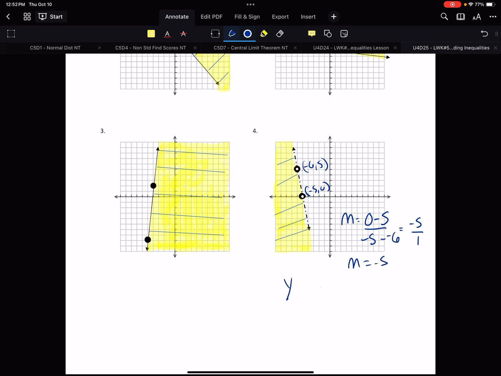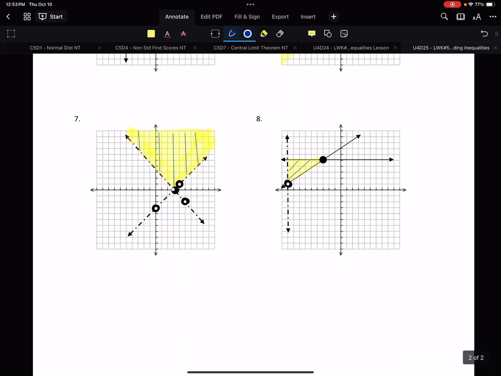Go to point-slope form. I go y minus 0 equals -5 times (x plus 5), so y equals -5x minus 25. All right, there's my equation, but we need the inequality. In this situation, I have a dotted line, so that means it's going to be a less than or equal to. Now, it is negative sloping and we're below. It's sometimes not as obvious when it's almost a perfectly straight line. So in this situation, we are less than because we're below. y is less than -5x minus 25.